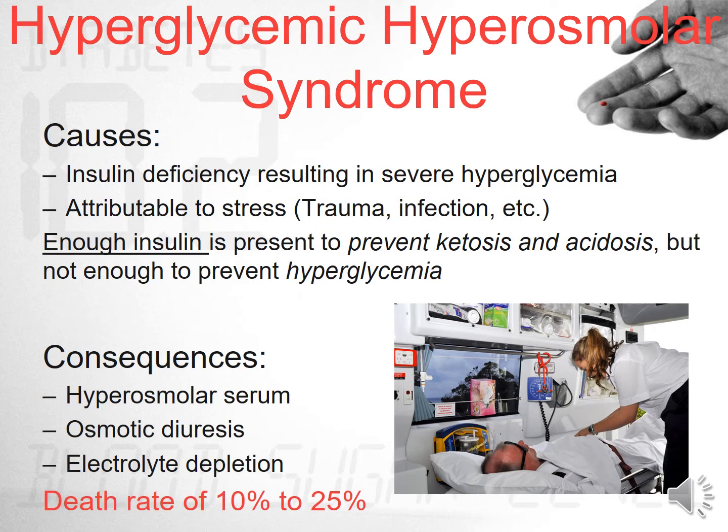Hyperglycemic hyperosmolar syndrome: insulin deficiency resulting in severe hyperglycemia attributed to stress, trauma, or infection. Insulin is present to prevent ketosis and acidosis, but not enough to prevent hyperglycemia. Consequences: hyperosmolar serum, osmotic diuresis, electrolyte depletion, death rate of 10 to 25%.